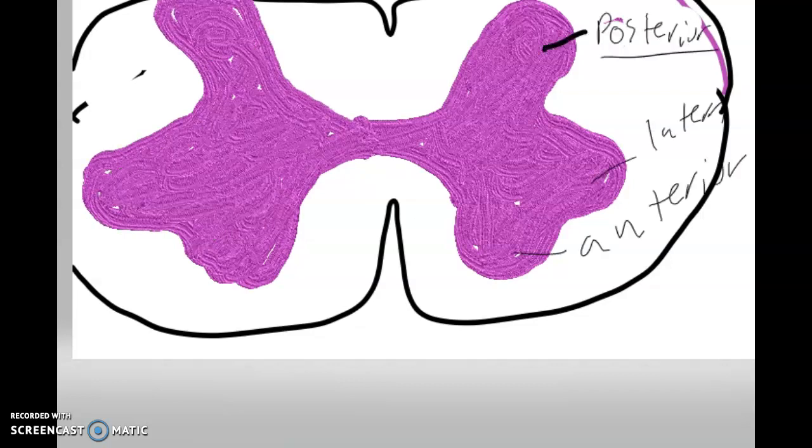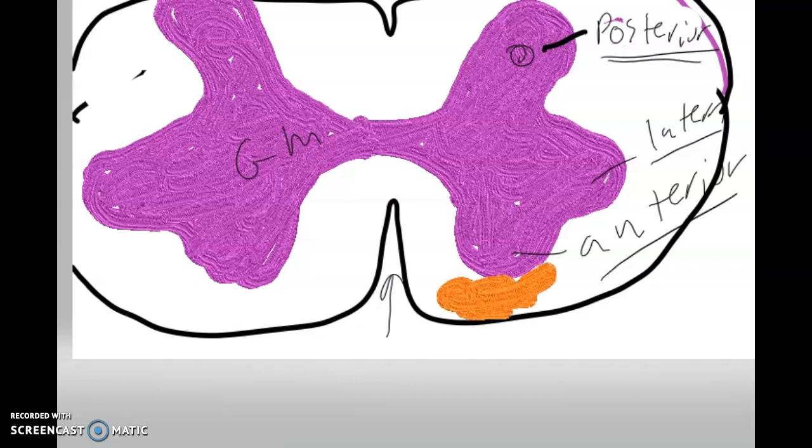I know that's posterior up here. This is the posterior horn. This fissure's anterior. The sulcus is posterior. So this is the gray matter, and this is the posterior horn, lateral horn, anterior horn. And then the white matter is just superficial. We have anterior white matter here.